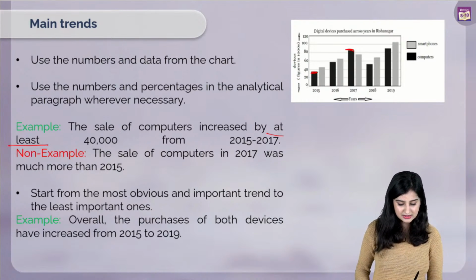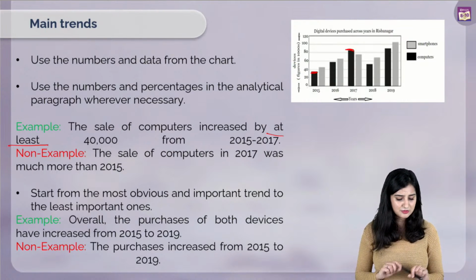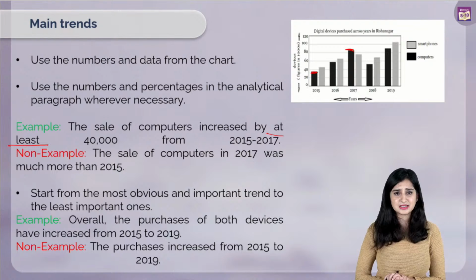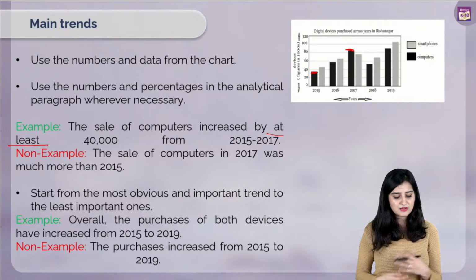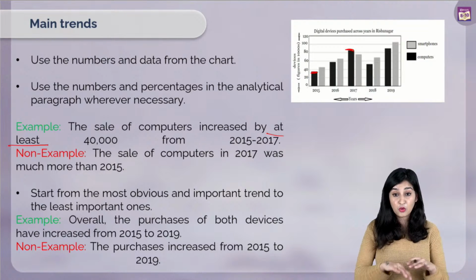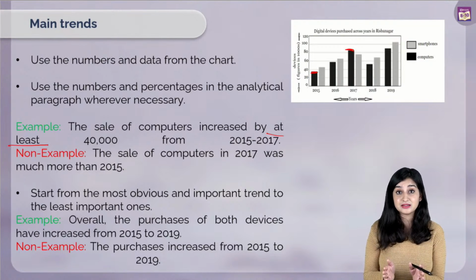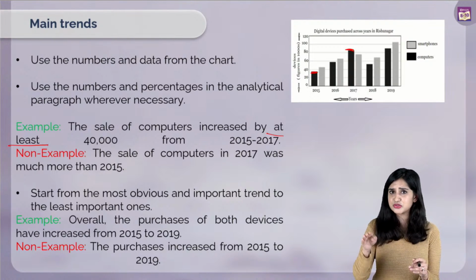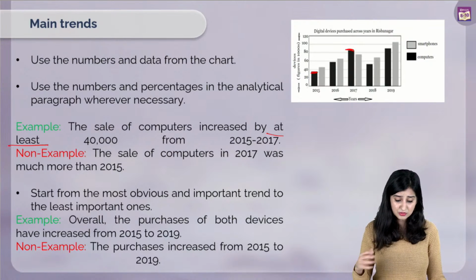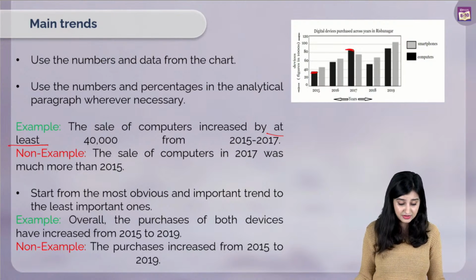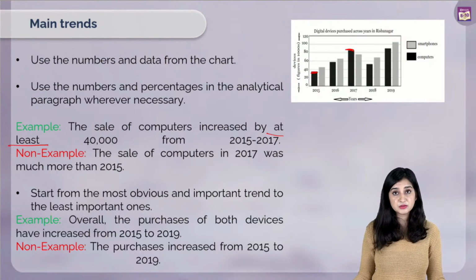Alright, so here we have an example. Instead of being vague and saying the purchases increased from 2015 to 2019, which everybody can see, you can word it better. You can say overall, which is the overall point of the bar graph. Everybody can see and tell that the purchases have increased. So you're stating that overall the purchases of both devices have increased from 2015 to 2019.